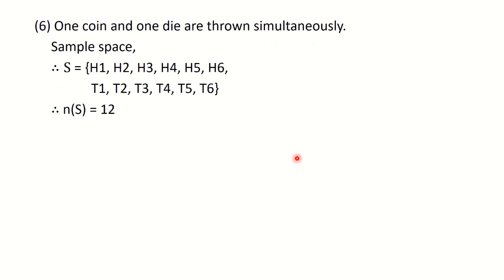Okay, so first let us write down the sample space. One coin and one die are thrown simultaneously. So sample space we can write down. One coin means either we can have head or tail and one die means 1 to 6 numbers. So first we will write down all the combination of head and the 6 numbers. So H1, H2, H3, H4, H5, H6 in the first line. And in the second line, tail and the numbers. So T1, T2, T3, T4, T5 and T6. In this way we have 12 sample points here. So n of S is equal to 12.